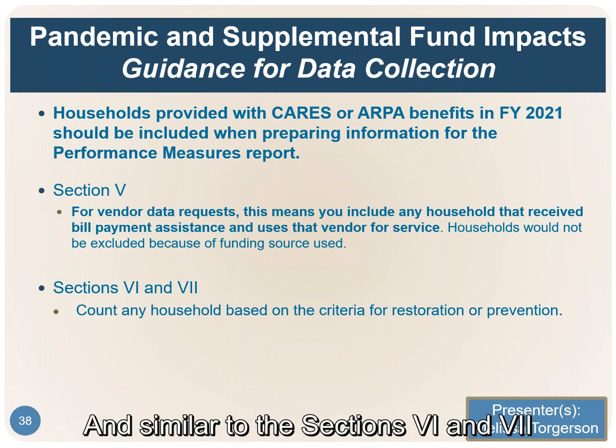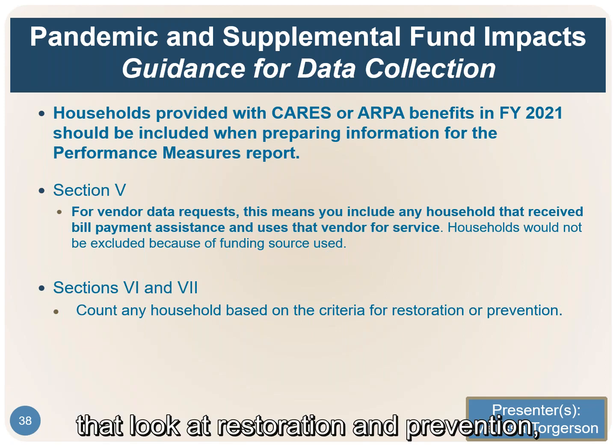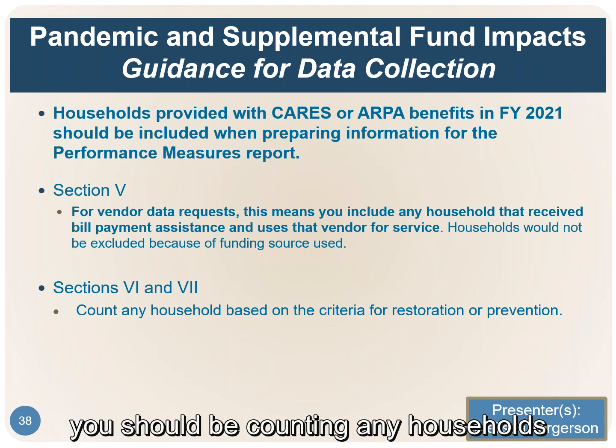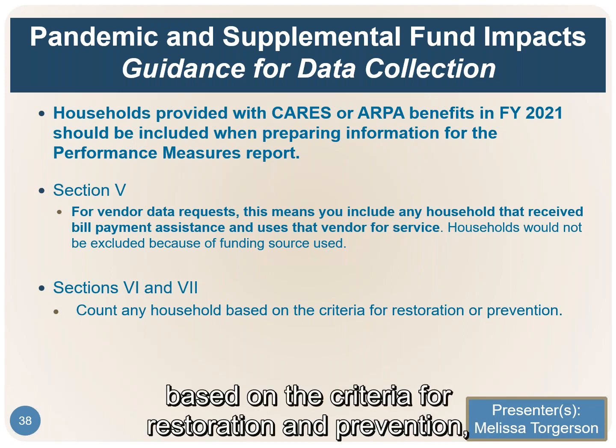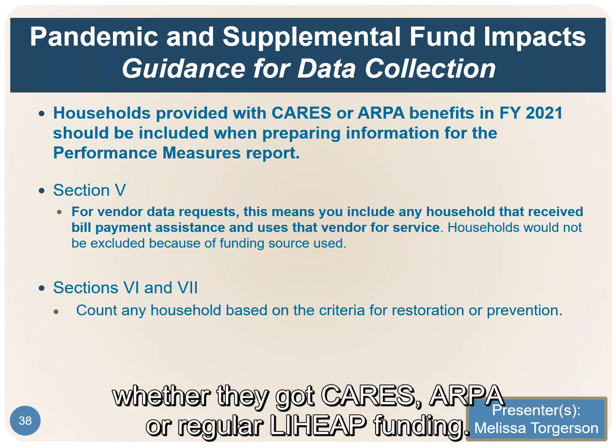And similar to the sections 6 and 7 that look at restoration and prevention, you should be counting any households based on the criteria for restoration and prevention, whether they got CARES, ARPA, or regular LIHEAP funding.